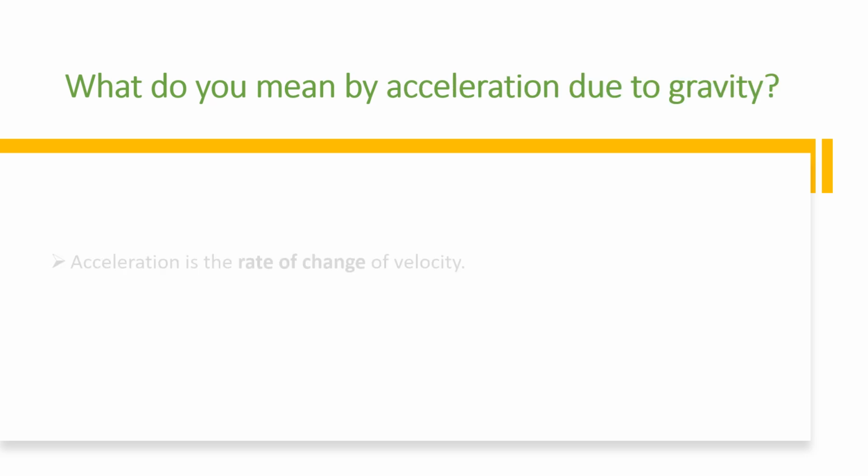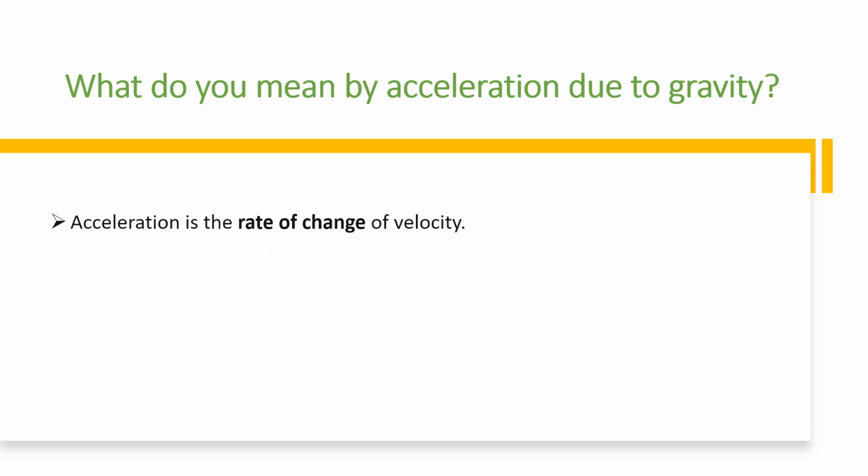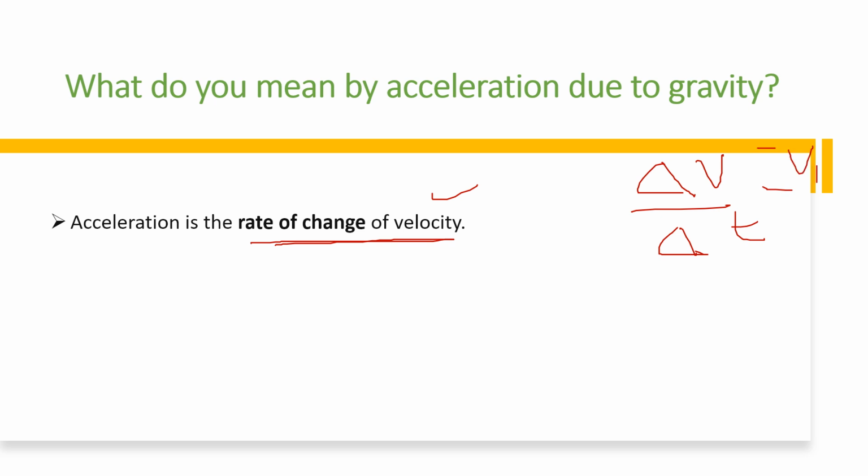Now, what do you mean by acceleration due to gravity? Acceleration is the rate of change of velocity, correct? Rate of change of speed also you can say. It means delta velocity by delta time, or you can say v final minus v initial divided by t final minus t initial. Don't worry about it. The acceleration is the rate of change of velocity.